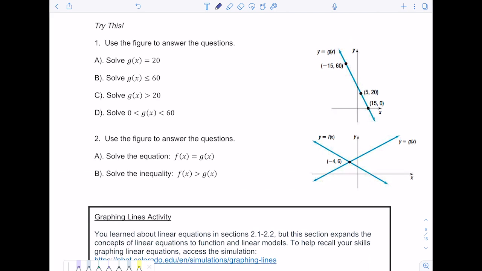Okay, for this one, you're using the figure to answer the question. So letter A says solve g of x equals 20. So remember, g of x is just y. So where does y equal 20? Right here. Okay, what's the corresponding x value? 5.